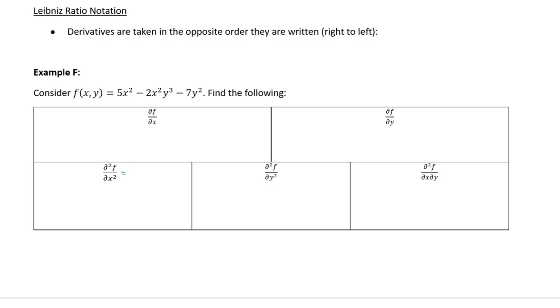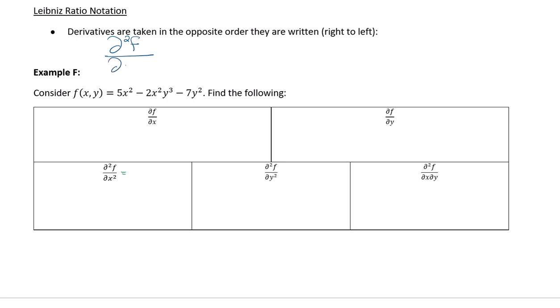Now let's look at Leibniz ratio notation. Now the derivatives here are taken in the opposite order that they are written in. In other words, they go from right to left. Well, let's first take a look. If we have a partial derivative squared with respect to f, in other words, that's representing like a double prime, it means we're taking the second order partial derivative.